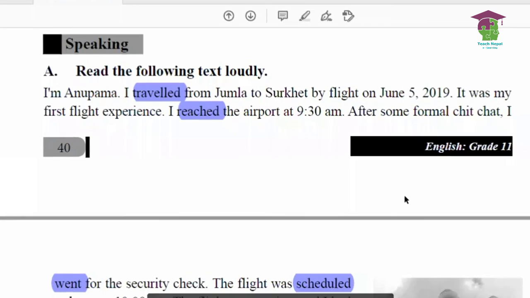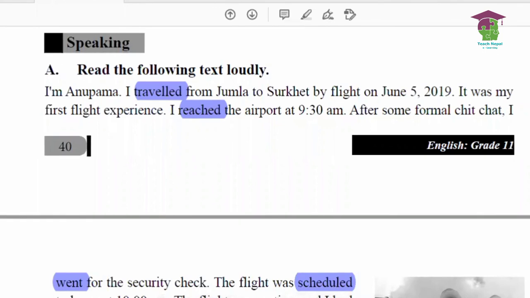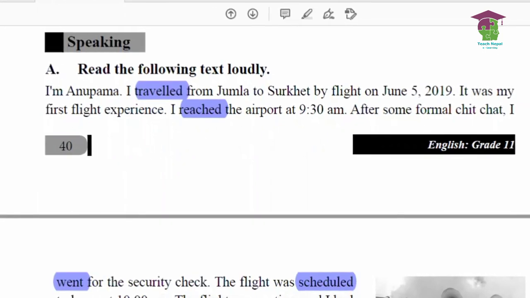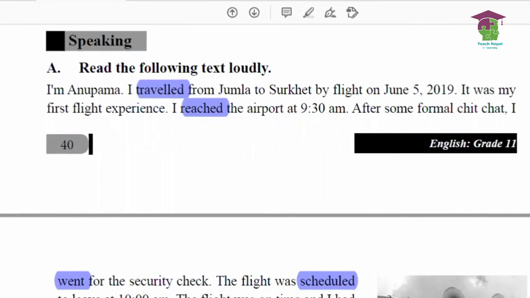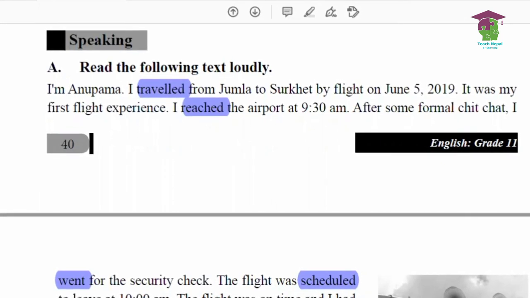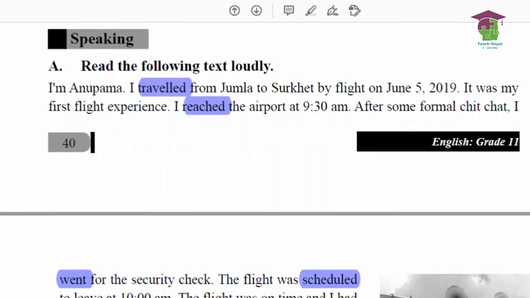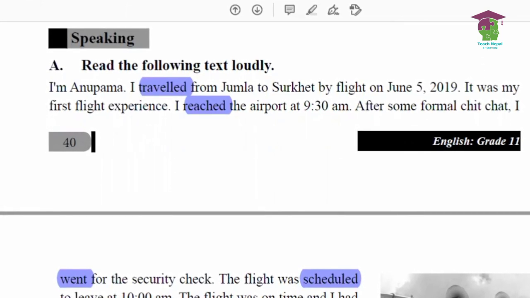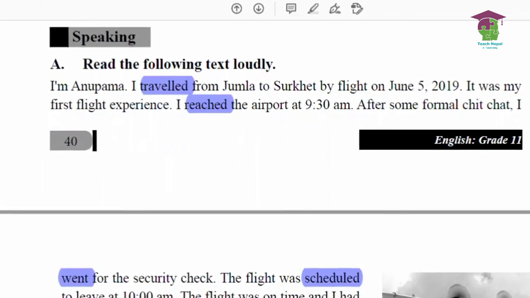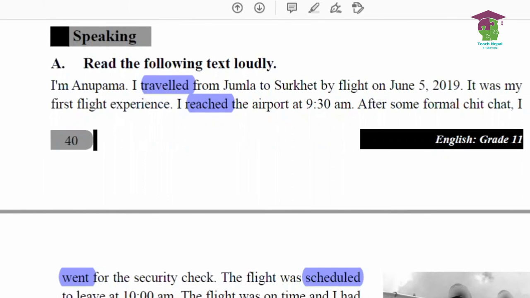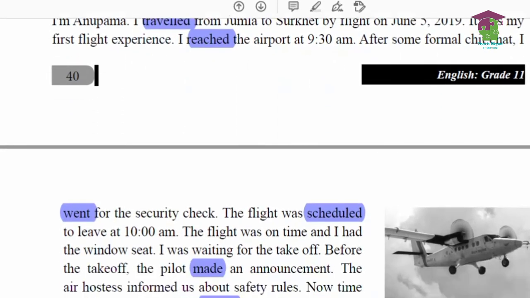Now finally, the speaking part is given here. It's about narrating your travel experience or narrating your past experience. Here I have underlined the past verbs. Just like this, you need to speak about your experience using the past tense. Here: travel, reached, went, scheduled. These are the past verbs. Just like this, you need to speak about your past experience using these kinds of past verbs.